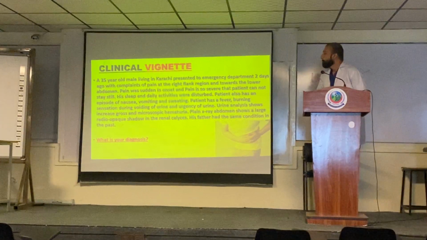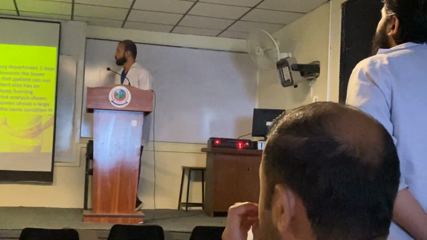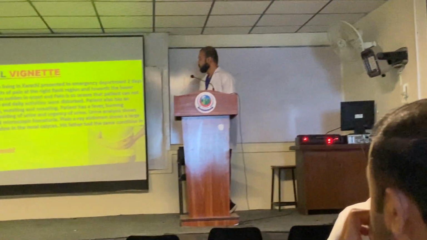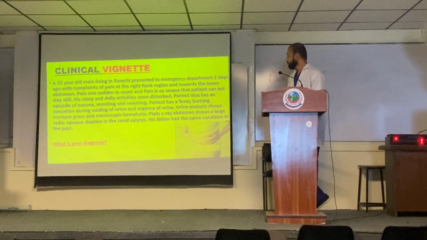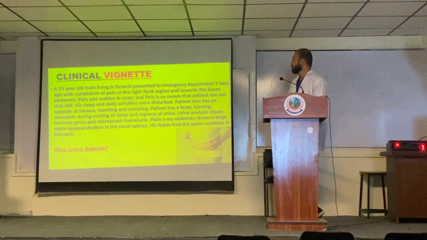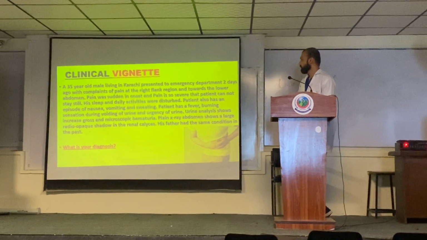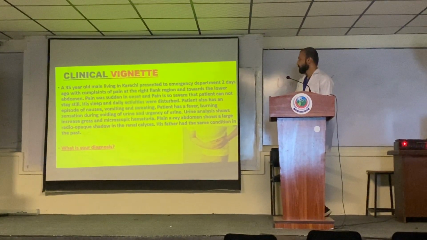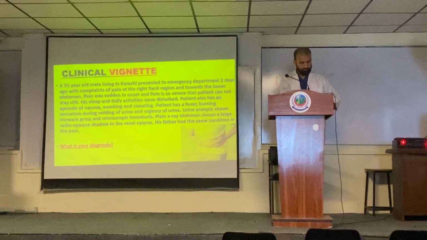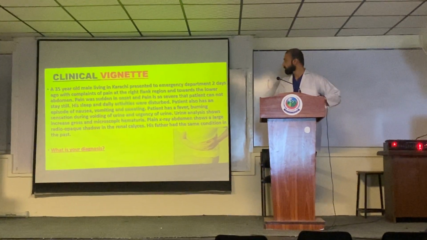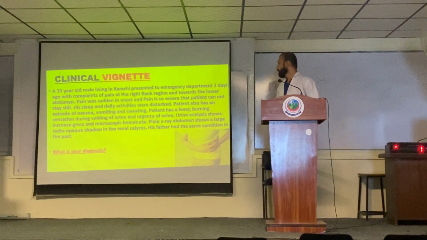A 35-year-old male living in Karachi presented to the emergency department 2 days ago with complaints of pain at the right flank region and towards the lower abdomen. Pain was sudden in onset and so severe that the patient cannot stay still. His sleep and daily activities were disturbed. Patient also has an episode of nausea, vomiting and sweating. Patient has a fever, burning sensation during voiding of urine and urgency of urine. Urine analysis shows increased pus cells and microscopic hematuria. Plain X-ray abdomen shows a large radio-opaque shadow in the renal calyces. His father had the same condition in the past.